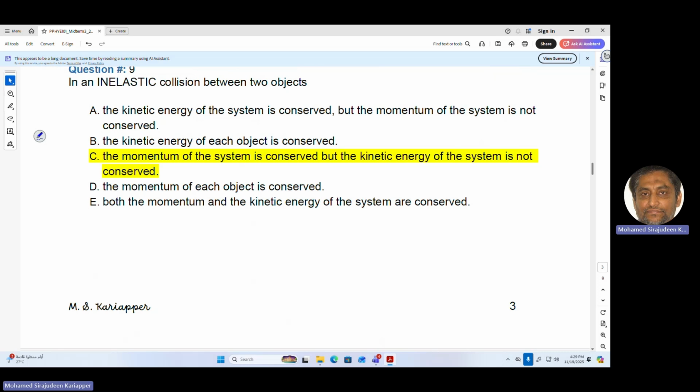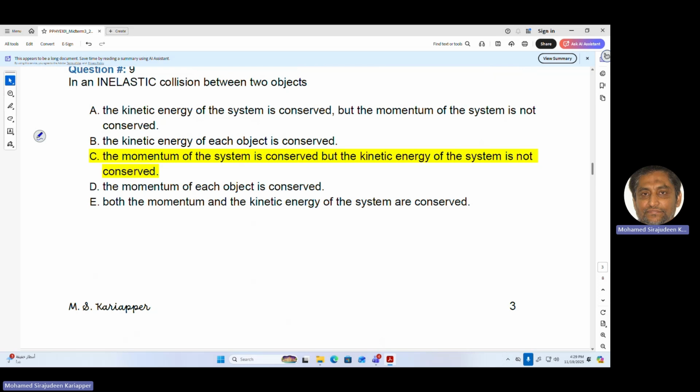Inelastic and perfectly inelastic. There is nothing called perfectly elastic. Elastic is perfectly elastic. Yeah, sometimes they do that. My point here is elastic means elastic. You cannot say perfectly elastic.